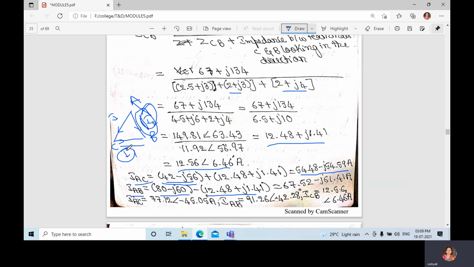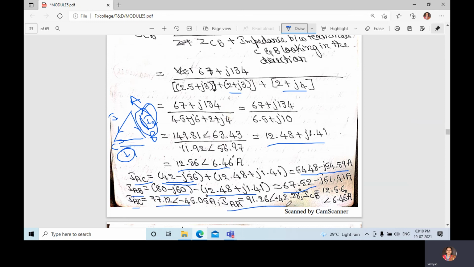Okay, because if you subtract only this current between A and B, we don't know the exact current which is flowing. Okay, so from here it will be a minus value. Okay, 80 minus j60 minus 12.48 plus j1.41, if you do, you'll get 67.52 minus j61.41. That current will flow between A and B. So we know the value, thus they have converted it into polar form.